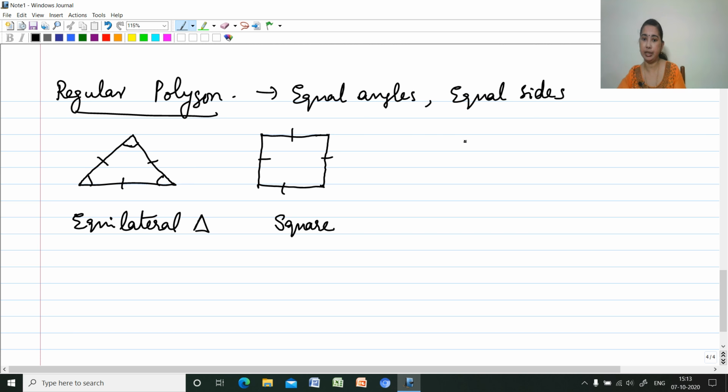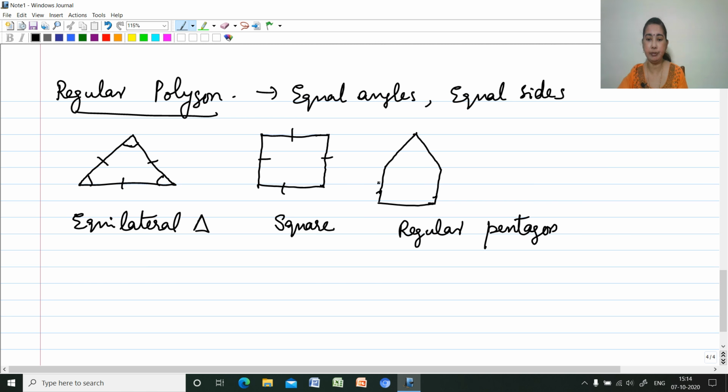Then in the case of a five-sided figure, the regular polygon is a regular pentagon. So one thing you have to notice: all the sides and all the angles will be the same in the case of regular polygons. So the equilateral triangle is the smallest one, then square, then we have the regular pentagon. Now what will be next? Regular hexagon, regular heptagon, everything goes on like that.